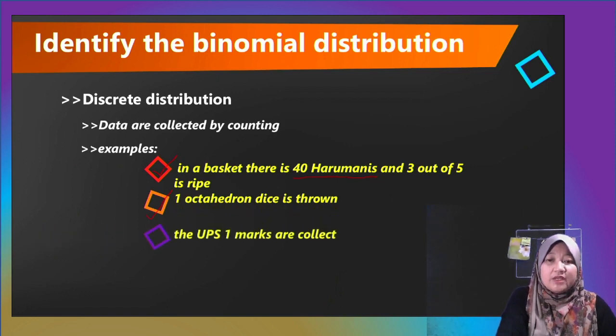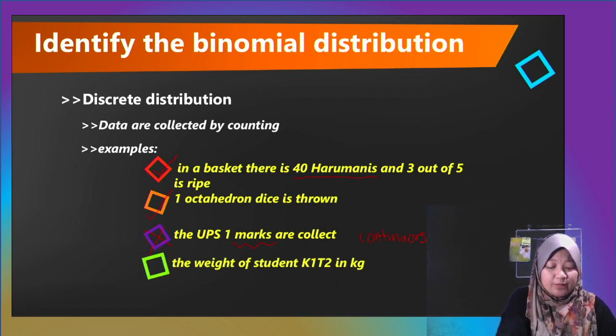Okay, next, the UPS 1 marks are collected. Okay, marks is in the category continuous. Okay, this one is not discrete distribution. Okay, next example is the weight of student K1 T2 in kilogram. Now, weight is in interval, so this one is not discrete distribution.